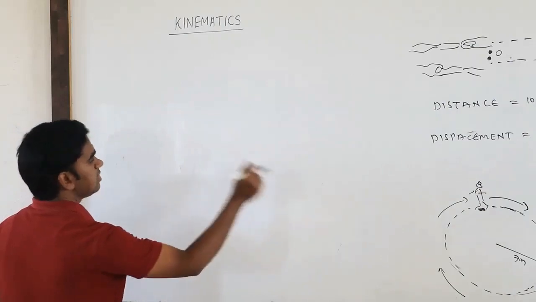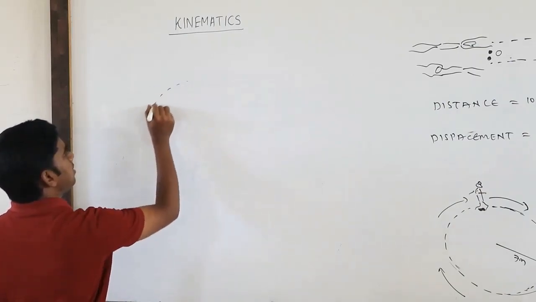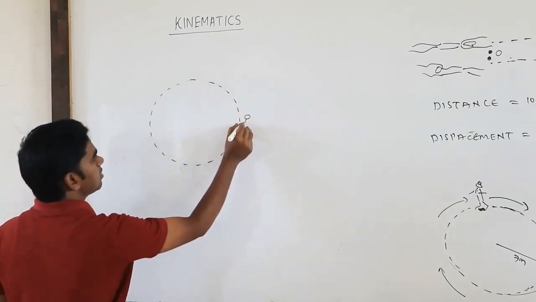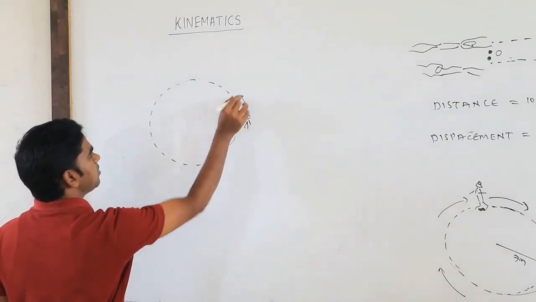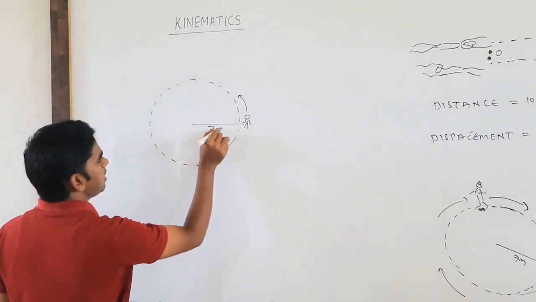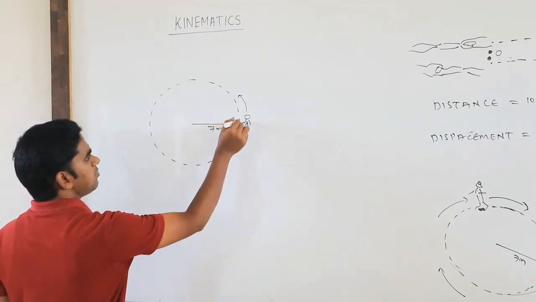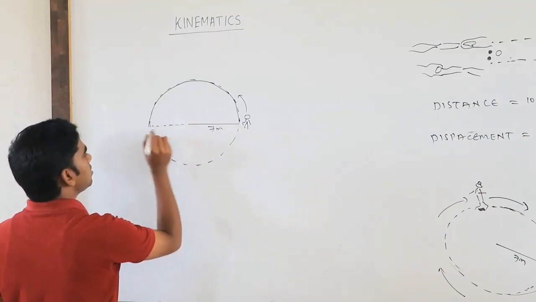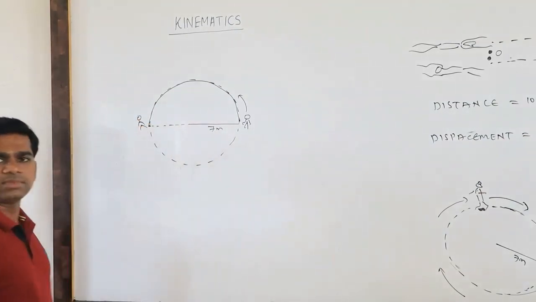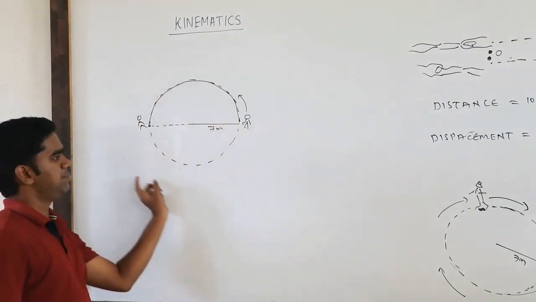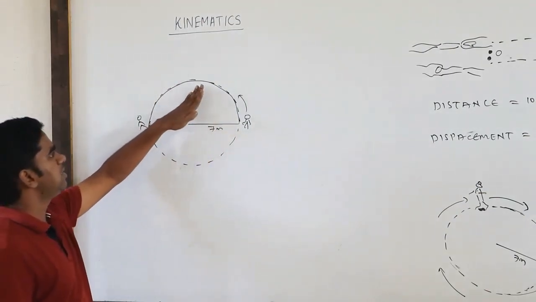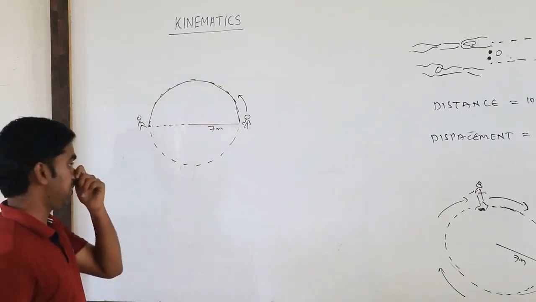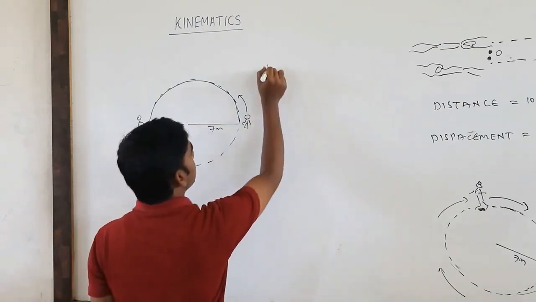Similarly, let me take another example. You have a circular path, and a person starts running here, and again the radius is 7 meters. He starts running from here and comes here, and at this point he stops. He did not complete the complete circle. He just covered a semicircle. Now if they ask what is the distance and displacement, distance is what?